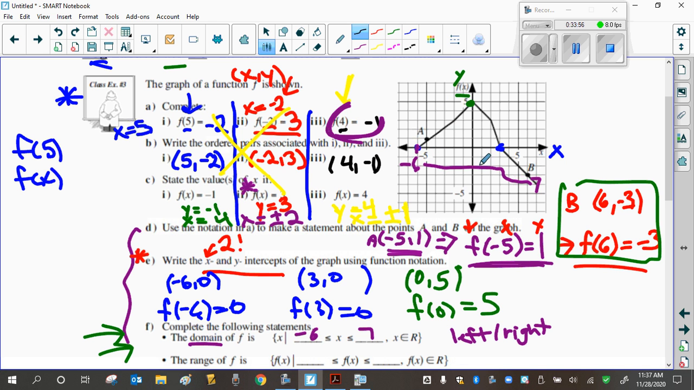And y, how high does it go? It goes to 5. And how low does it go? Right there. That's where the lowest point goes. Or no, it isn't. Sorry. I should erase this for a second.